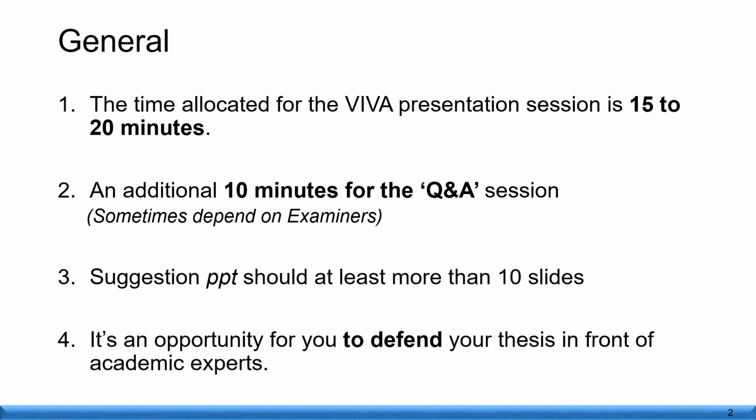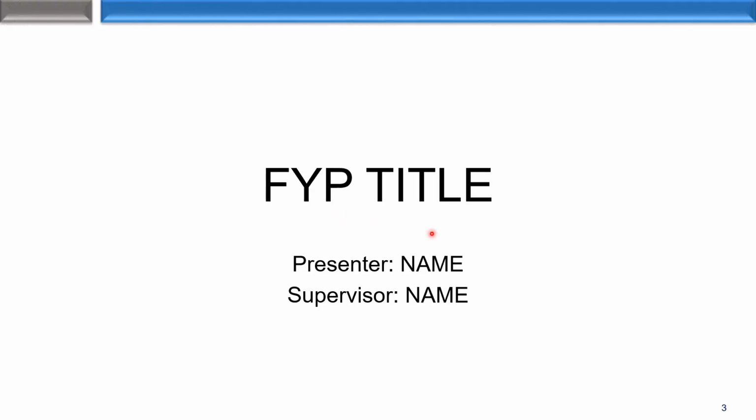VIVA is an opportunity for you to defend your thesis in front of your academic expert, that means your examiner. Sometimes students may not have a clear explanation in their thesis, but they can explain well in the VIVA section. So the examiner will give them the opportunity to do some correction for their thesis after the VIVA section.